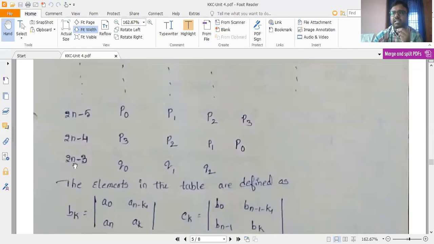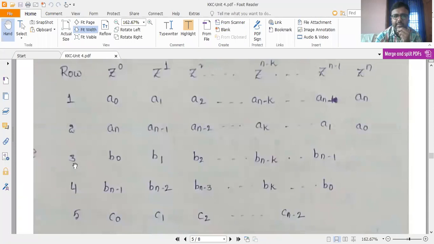That means if the order of the equation is 3, 2 into 3 is 6, 6 minus 3 is 3. That means 3 rows have to be there in this Jury stability test. The first row has to start from Z0 and go up to Zn. The second row is the reciprocal of this first row, and based upon the first and second rows, the third row is going to be there, B0, B1, B2 and so on up to Bn minus k and Bn minus 1.